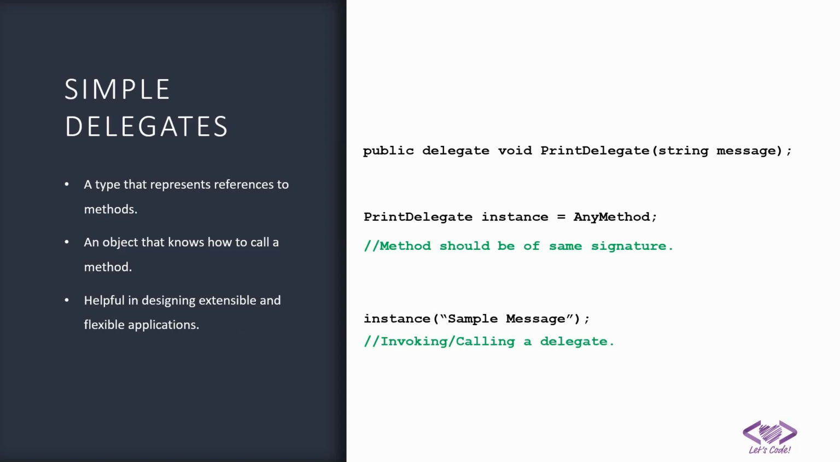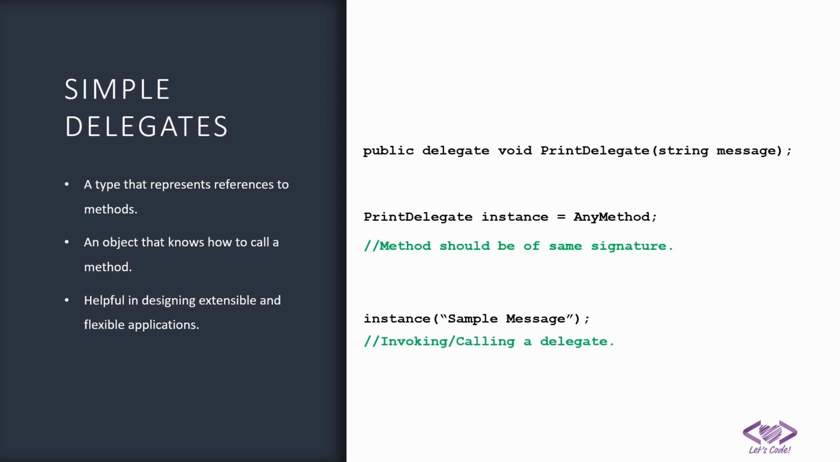So what exactly is a delegate? As per Microsoft, a type that represents references to methods is nothing but a delegate. Or we can say, in different words, an object that knows how to call a method. This is very helpful while designing extensible and flexible applications, which we will be seeing very soon.